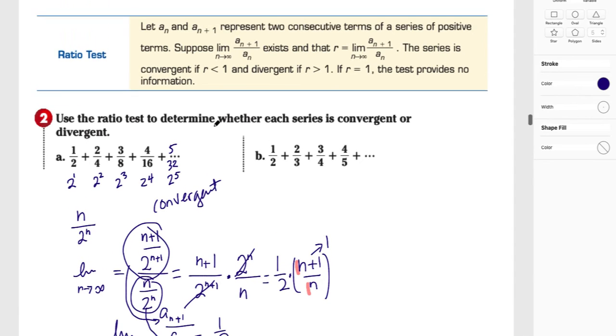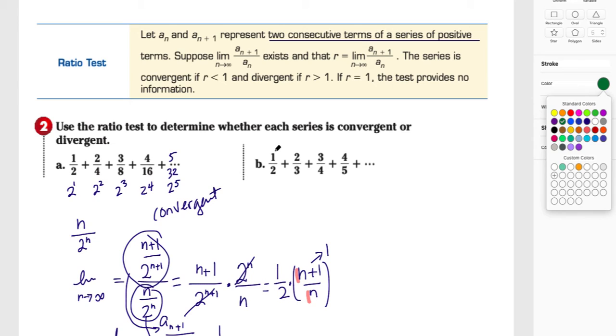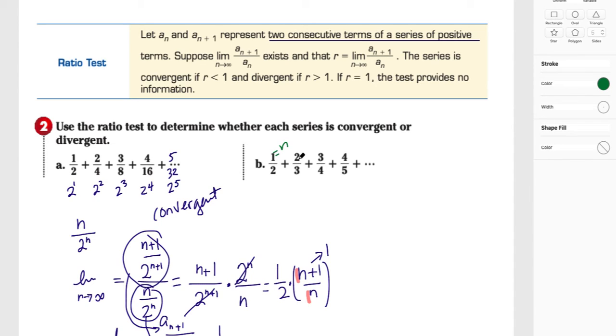Remember, this test is used when we're dealing with two consecutive positive terms of a series. So let's go ahead and look at this situation again. What could be the way that we could express these terms in this sequence or series? If we continue with the idea that the top number is equal to n, then the bottom number looks like it's going to be n plus 1. So here, if this is n plus 1, this is going to be n plus 2 at the bottom, and it looks like that's going to be consistent. So whatever the numerator is, the denominator is 1 more than that.